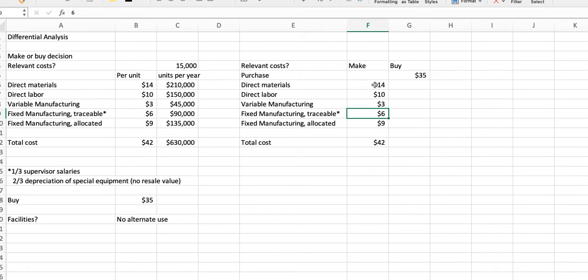Okay, so let's stop and think about this for a second. One-third of that, or $2, is supervisor salaries. Two-thirds is depreciation of special equipment which has no resale value. This is what we call a sunk cost, and because that money has already been spent, we cannot sell the equipment. It's sunk. It is not relevant to our decision. So the only thing relevant is the $2 that is part of the supervisor's salary. Our allocated is not relevant. We can't change that within a year. And so we have our total over here.